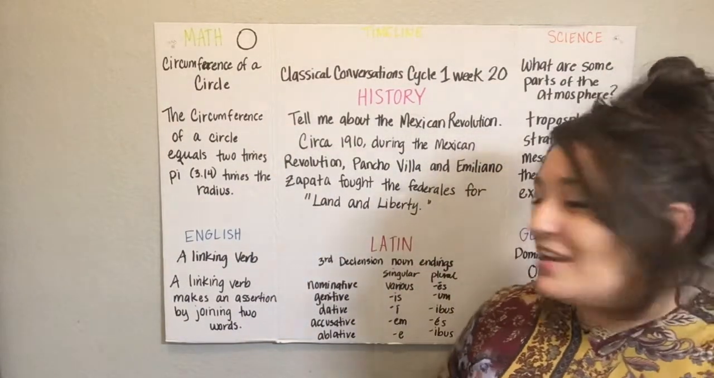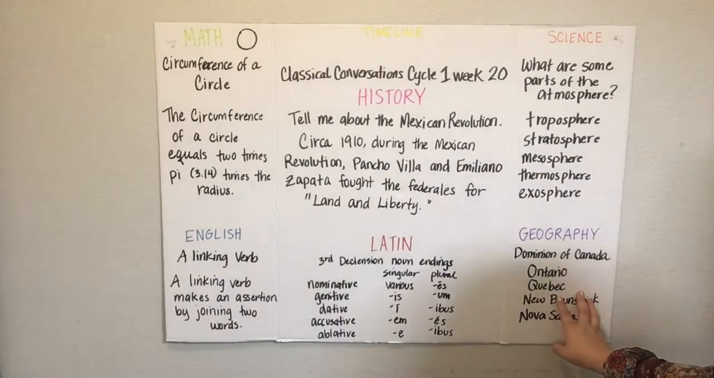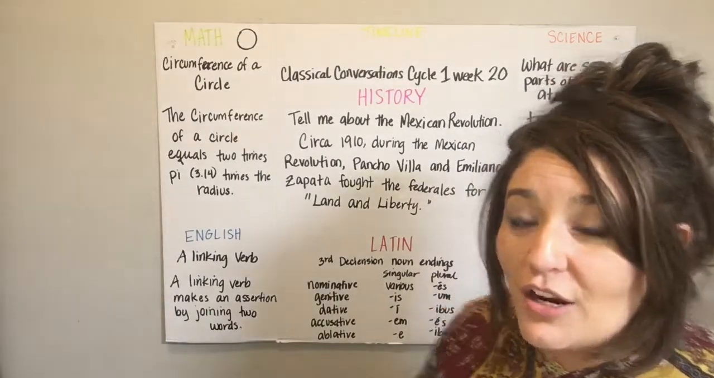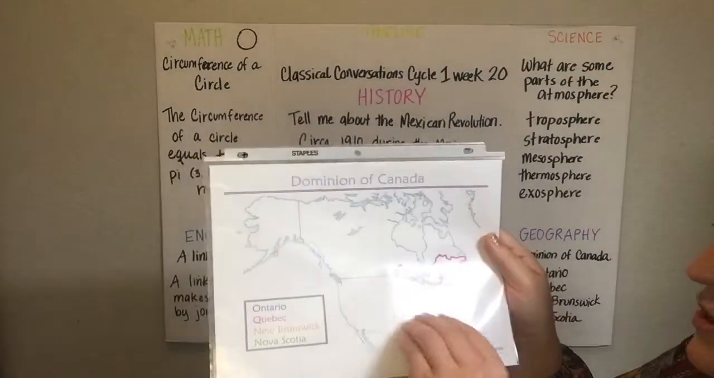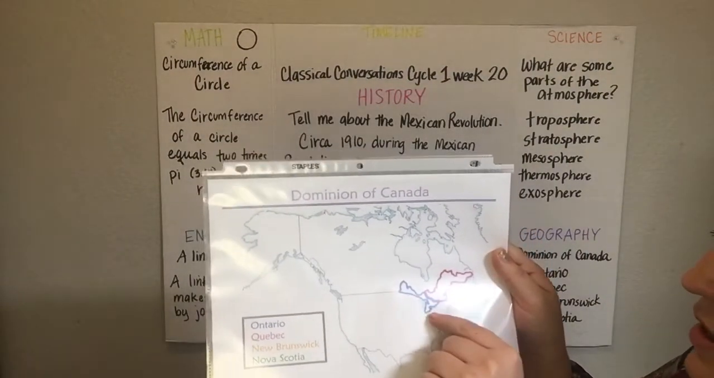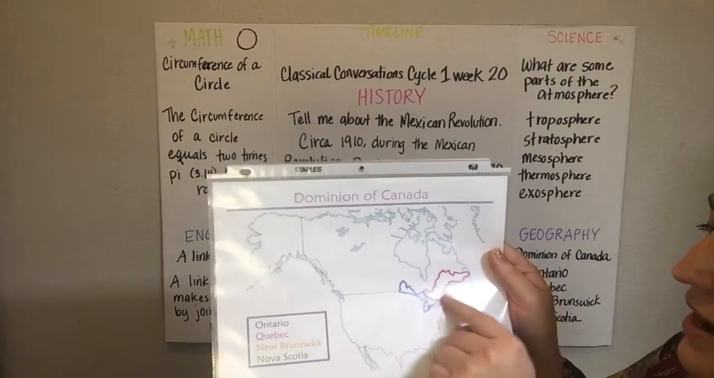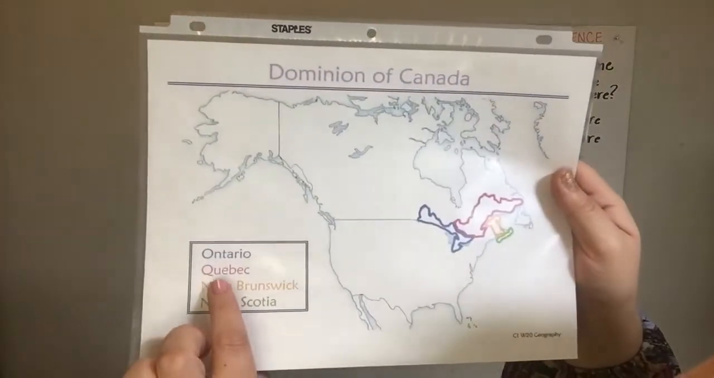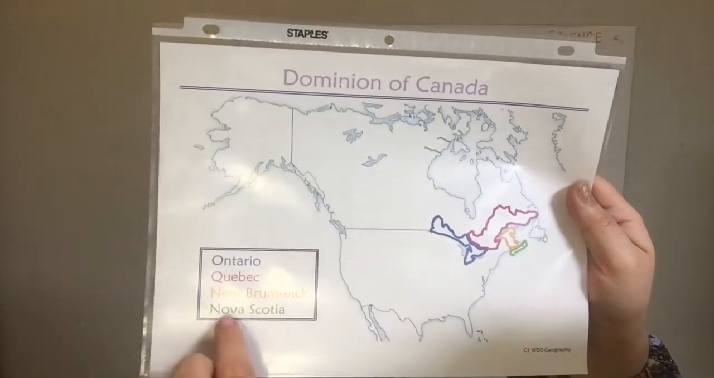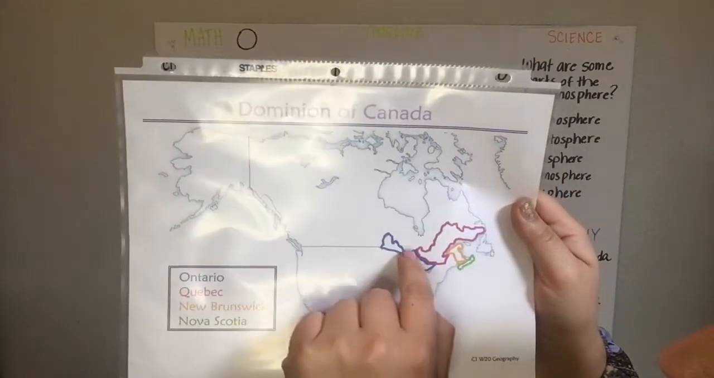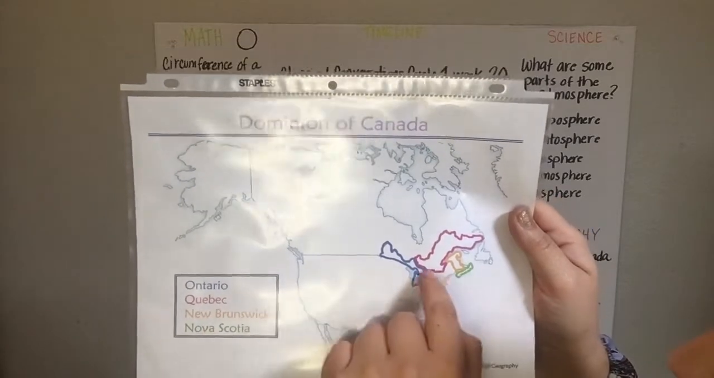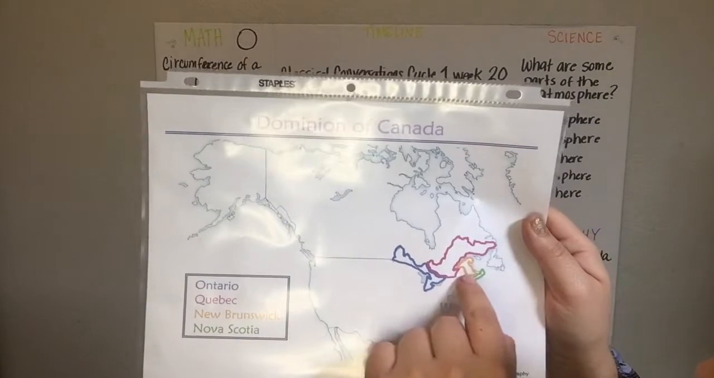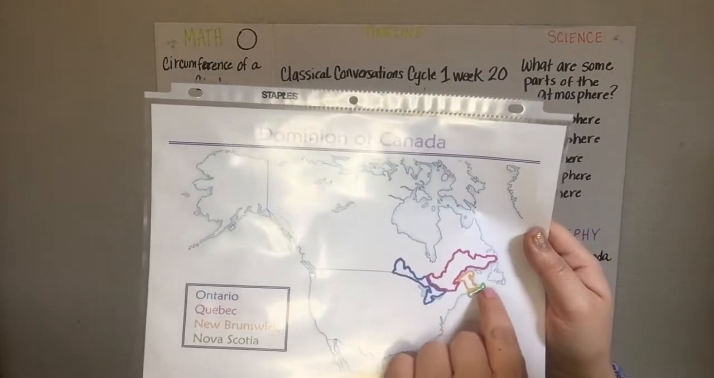But then we moved on to our geography, and we had the Dominion of Canada. The Dominion of Canada, for geography, is right here, right above the United States of America. We just go a little bit north, and we have the Dominion of Canada. We had Ontario, Quebec, New Brunswick, Nova Scotia. Ontario is in blue, Quebec is the part in red or pink, and then New Brunswick is in yellow, and in green is Nova Scotia.